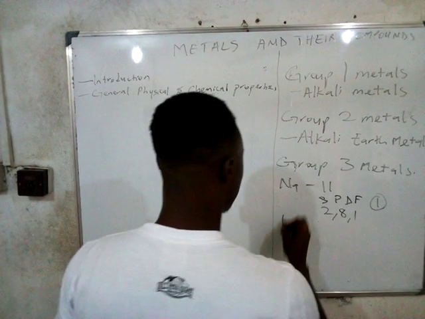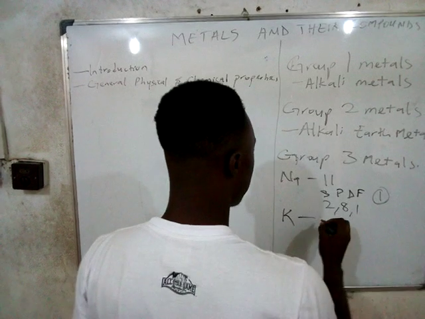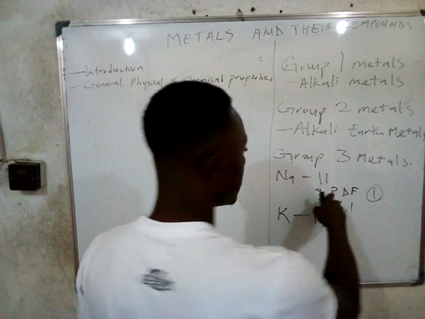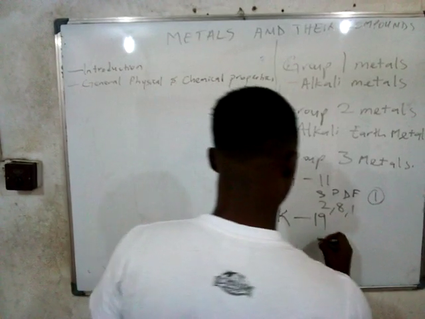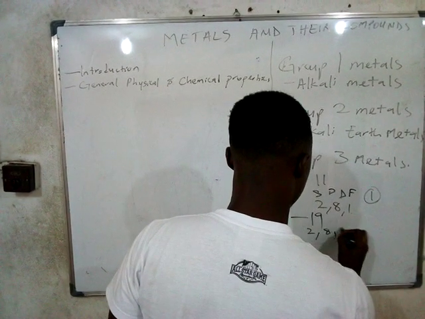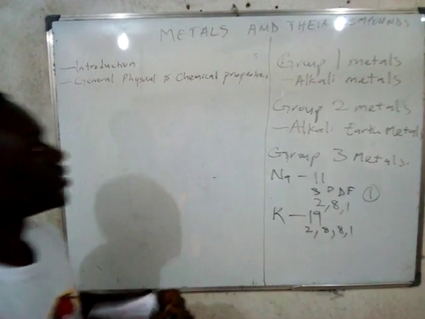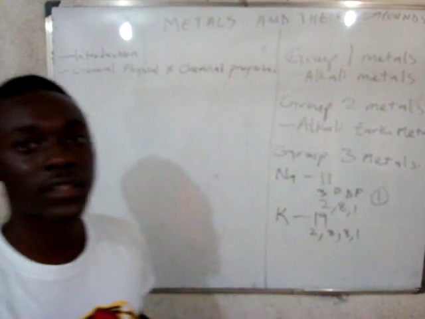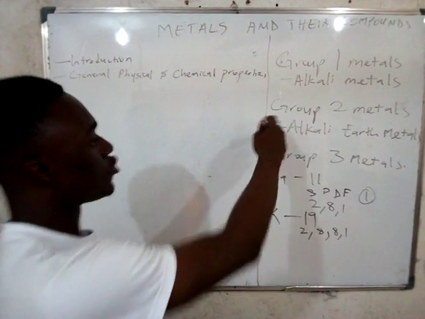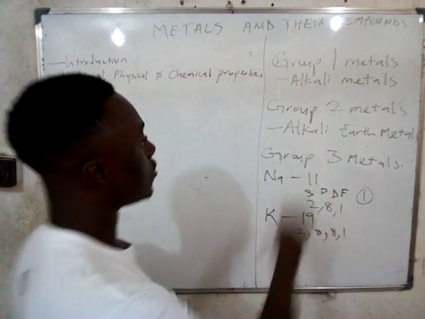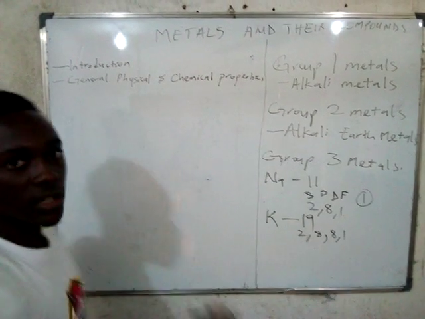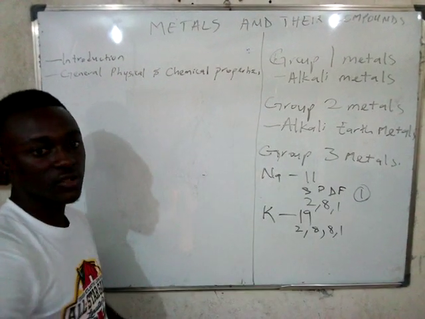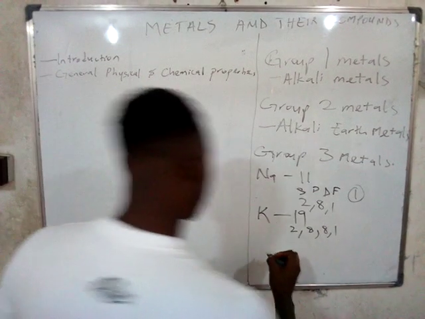Another example is potassium, which is element 19. Based on the arrangement of the electrons in the SPDF configuration, we are going to have 2, 8, 8, 1. So you see that the group 1 metals, also known as the alkali metals, have one electron on the outermost shell. Now, the group 2 metals, on the other hand, have 2 electrons on the outermost shell based on the SPDF electronic configuration. And an example of that is calcium.